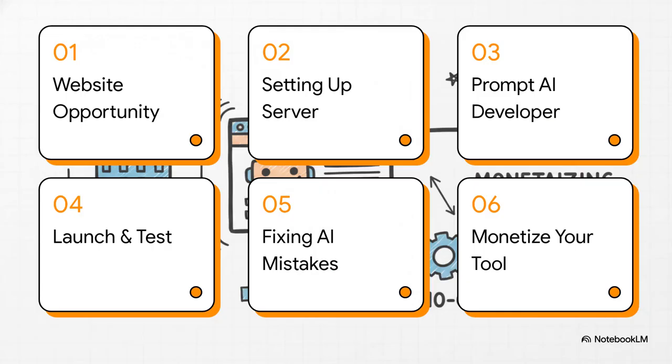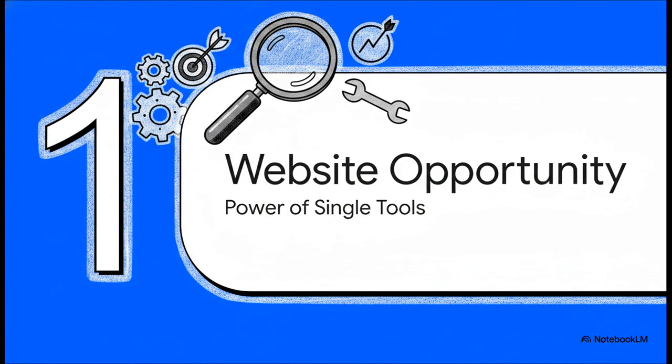Here's our roadmap for today. We've got 1. The tool website opportunity. 2. Setting up your server. 3. Prompting your AI developer. 4. Launching and testing. 5. Fixing AI mistakes. And finally, 6. Monetizing your new tool.